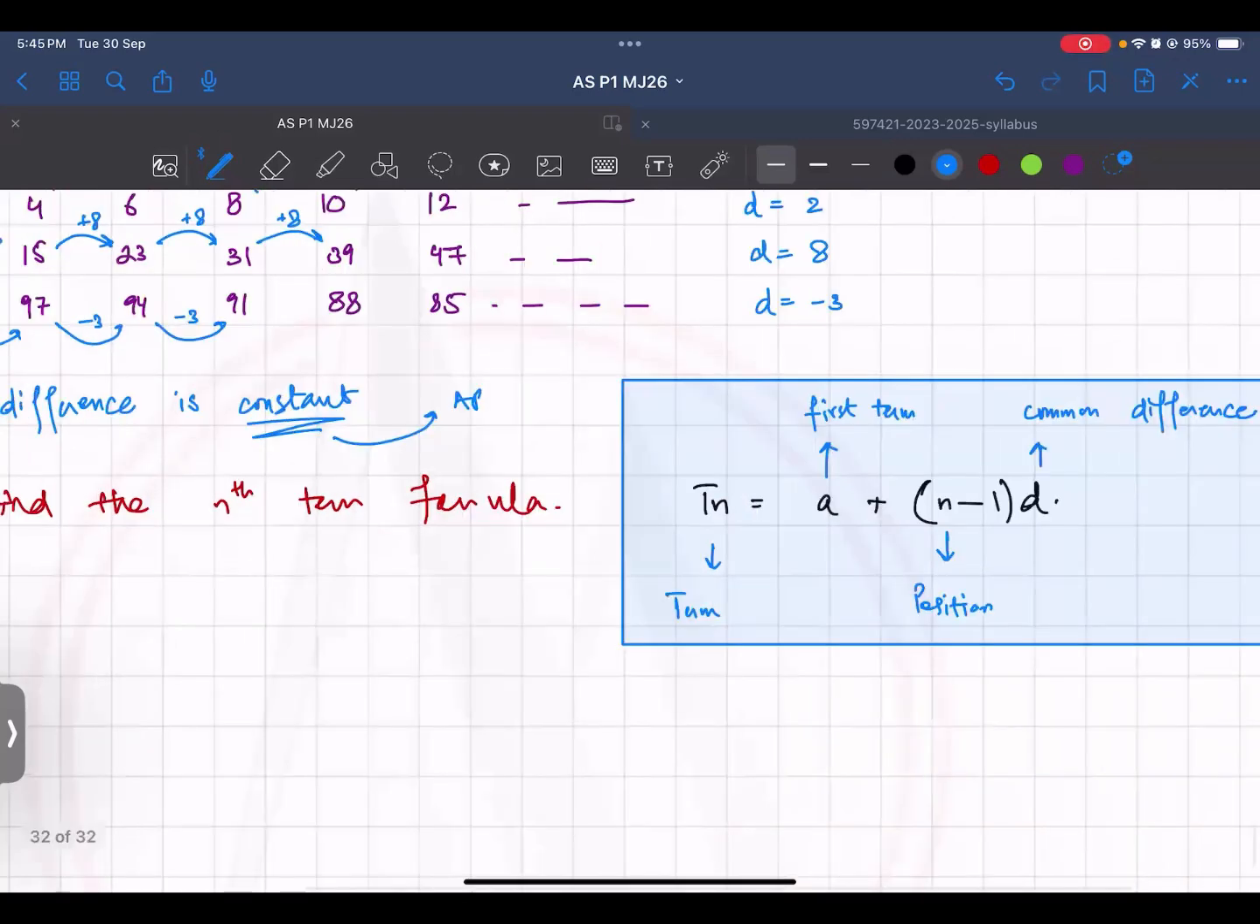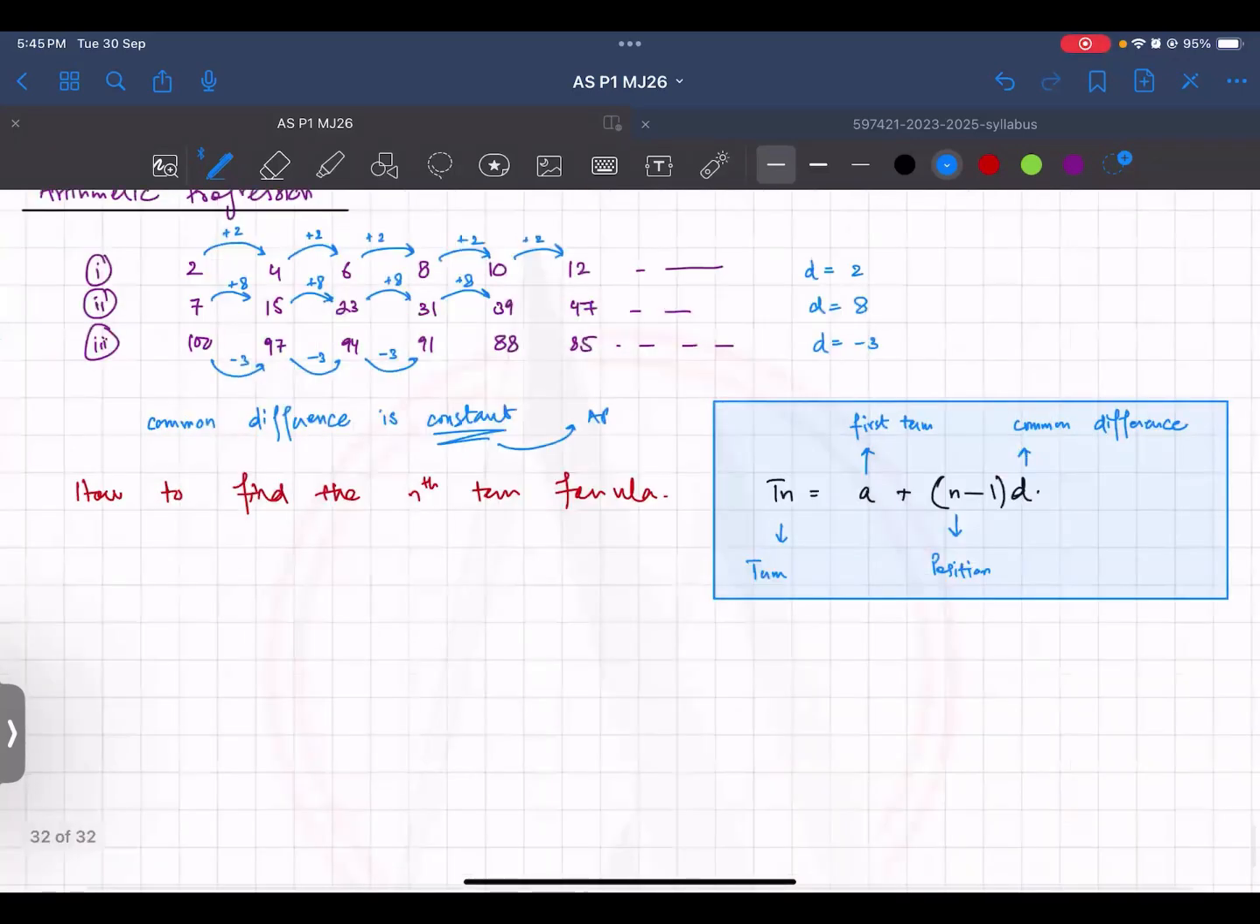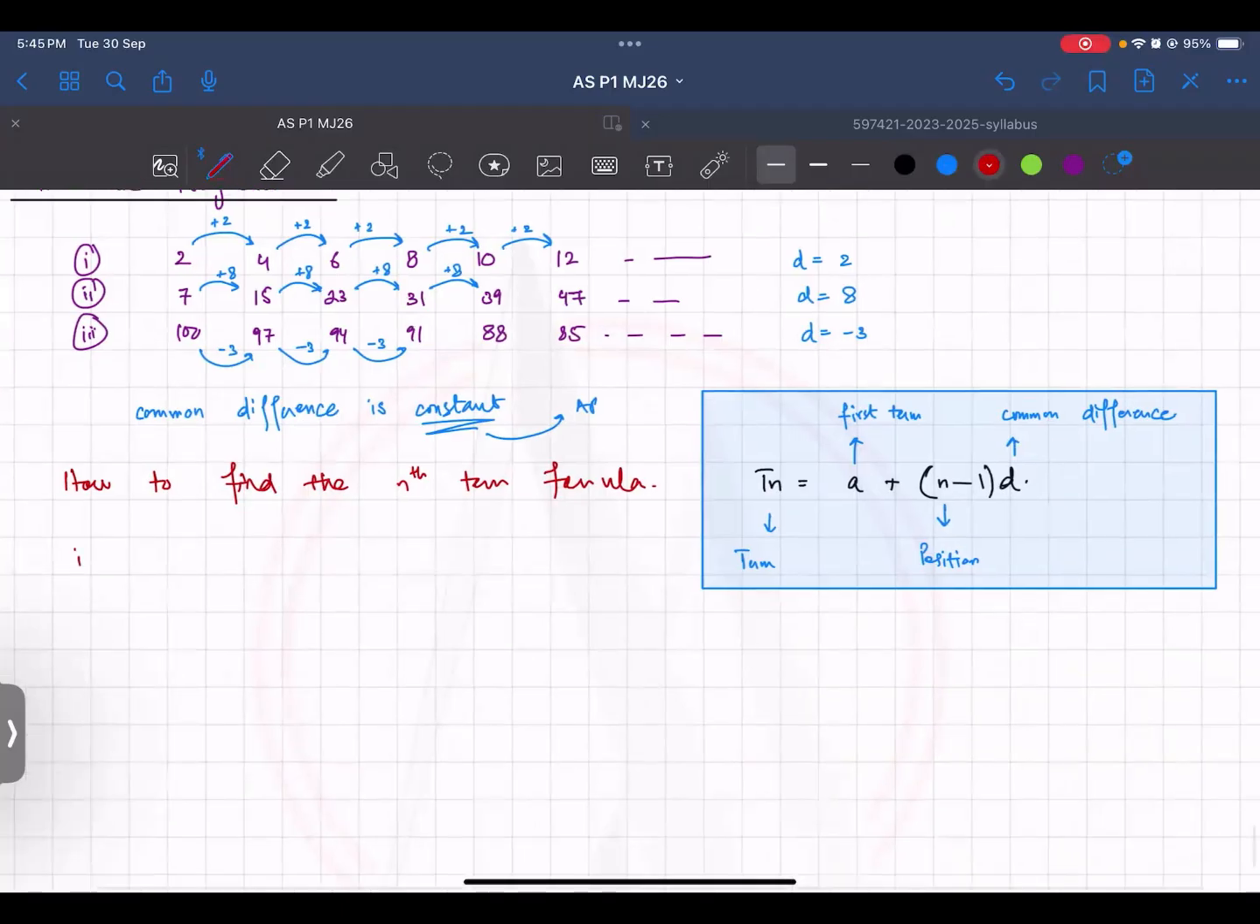Tn is the term, the value, n is the position, A is the first term. We'll just replace the things, and then the common difference is D. So what is, yes? I don't understand the position part, that we did in O levels, but I can't recall. Can you give an example in place of the position? Let me do an example now.